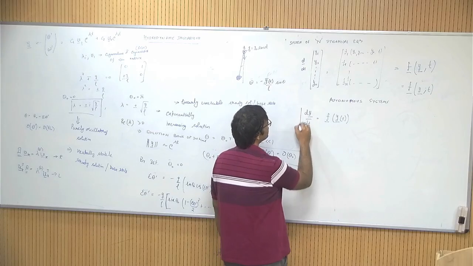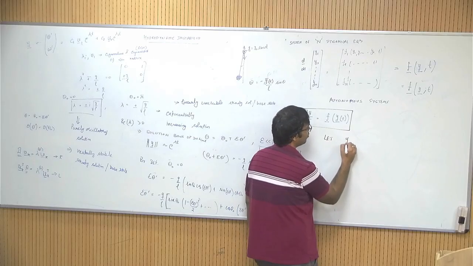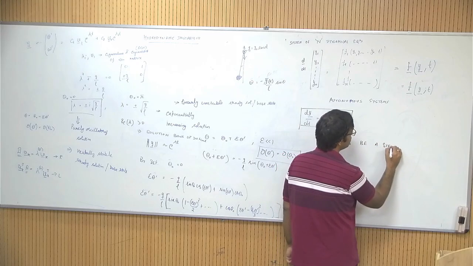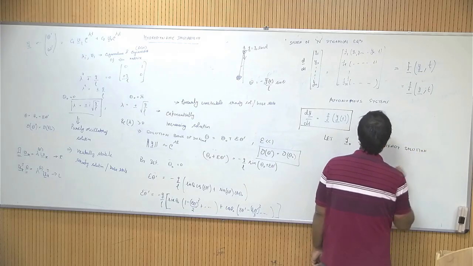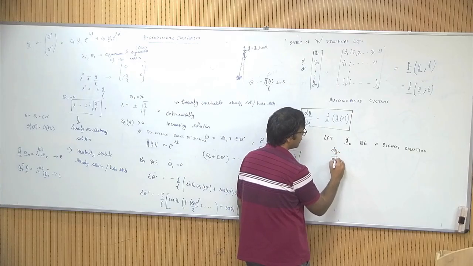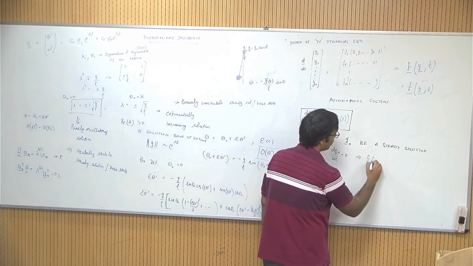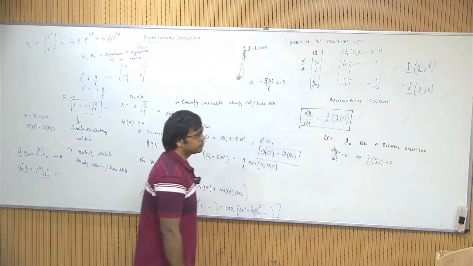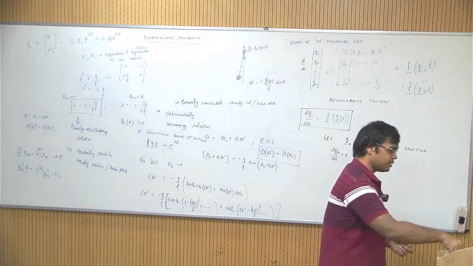So, if we have a system of equations like this, then let us say y naught is a steady solution of the system. That means dy naught over dt is 0, or f of y naught is 0.